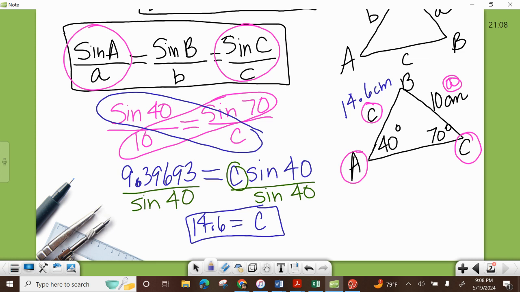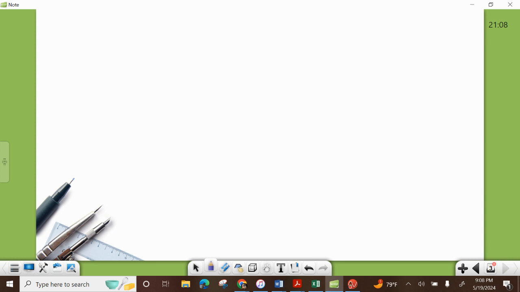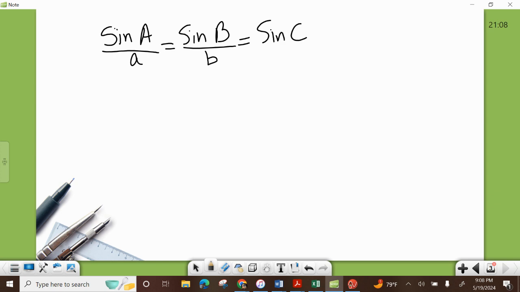However, it's not always a side that's missing. Sometimes it's an angle that's missing, and we have to employ inverse trig. So I'm going to go ahead and give you another example, and we're going to go to another page. And I'm going to rewrite the law of sines up here for you. So we have sine of A over A equals sine of B over B equals sine of C over C. And I'm going to give you a triangle here.